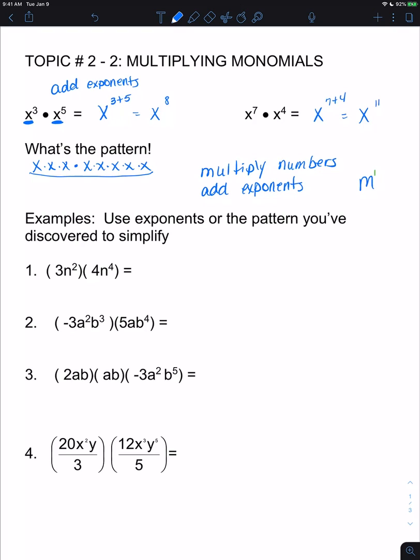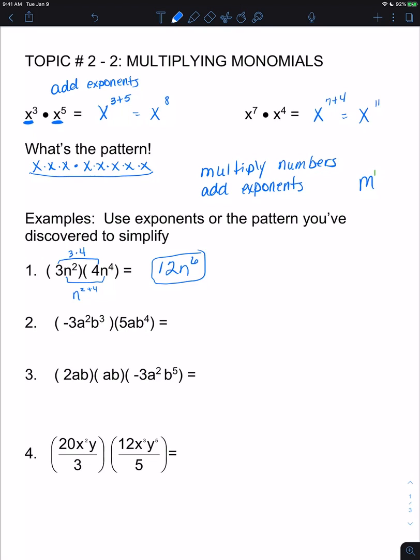So in this case, we've got 3n squared times 4n to the 4th. We're going to multiply our numbers. So that's going to be 3 times 4, which is 12. Then we're going to add the exponents on the n. So n to the 2 plus 4 is n to the 6th power. So multiply your numbers, add your exponents.